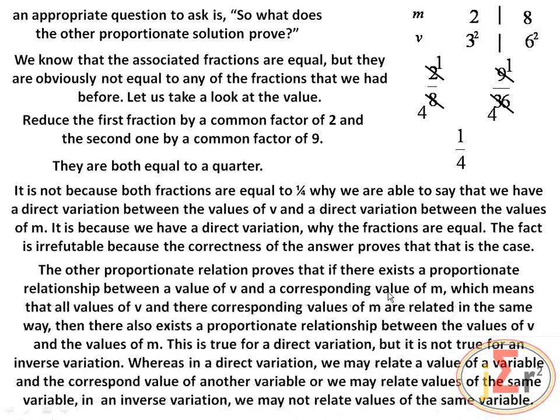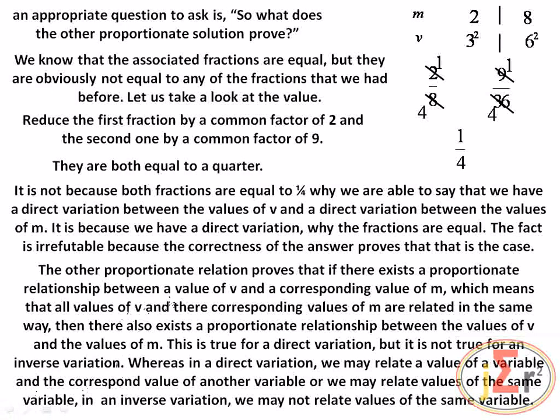The other proportionate relationship proves that if there exists a proportionate relationship between a value of v and a corresponding value of m, which means that all values of v and their corresponding values of m are related in the same way, then there also exists a proportionate relationship between the values of v and the values of m. So let me say that again.